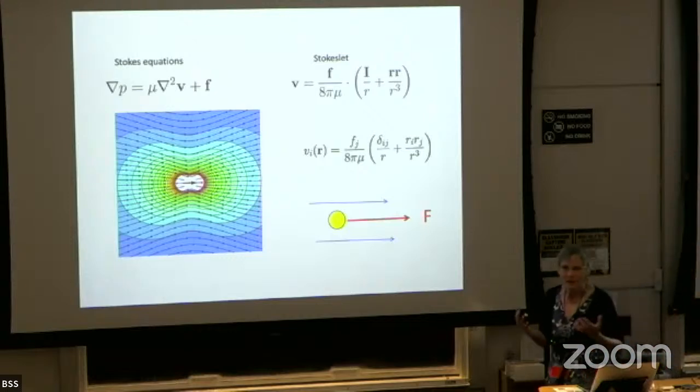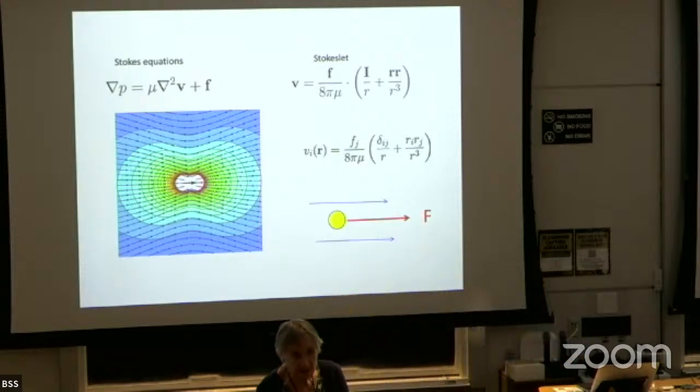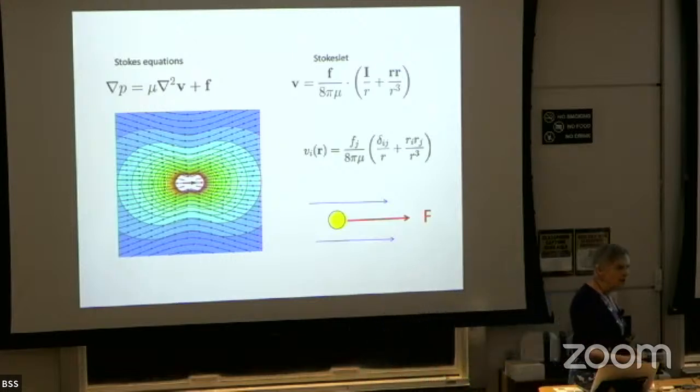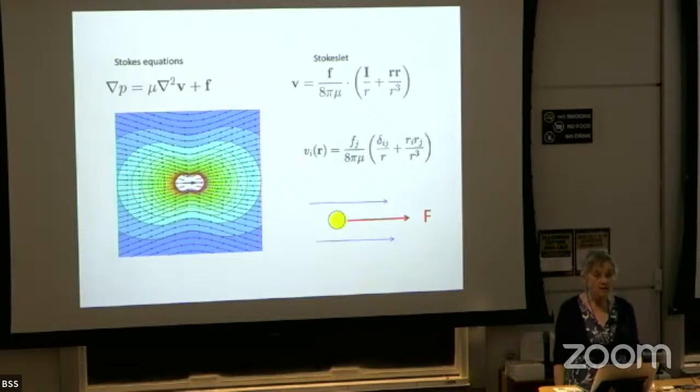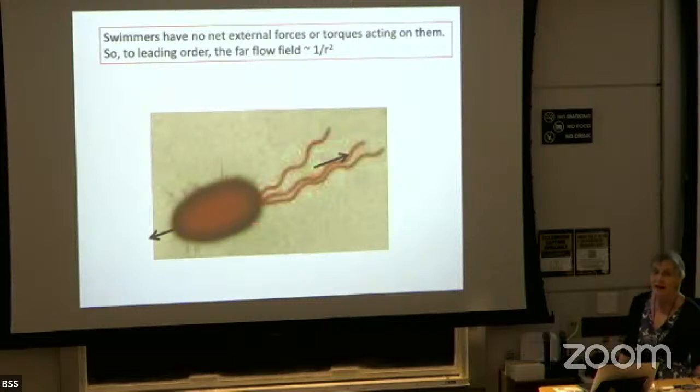But if I have a swimmer, that won't work, right? If I put a force on the swimmer, you can't do it, because we're not all sitting there pulling these swimmers around. There can be no net force on the swimmer because these are self-propelled particles. So we lose that 1 over r far flow field. What we pick up instead is a far flow field which goes as 1 over r squared. And we might guess that that's due to a force distribution which looks like this, equal and opposite forces acting on the swimmer.